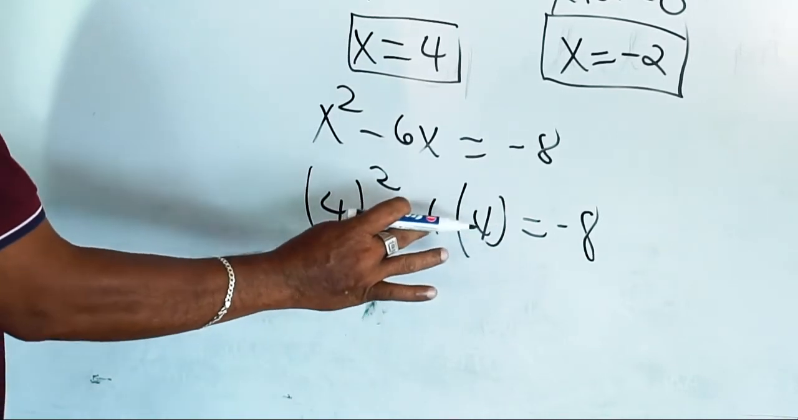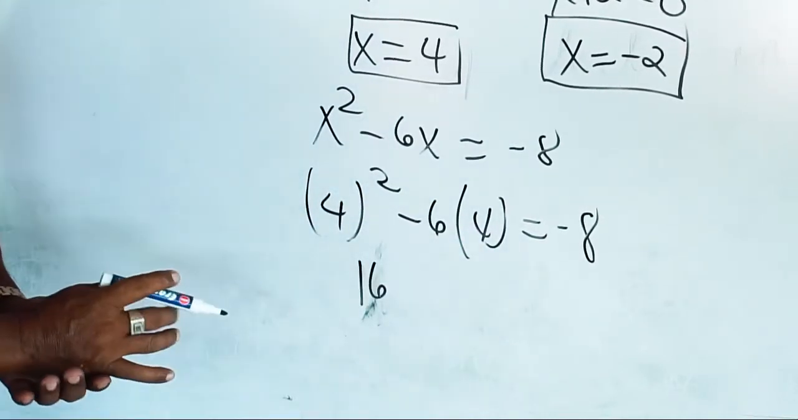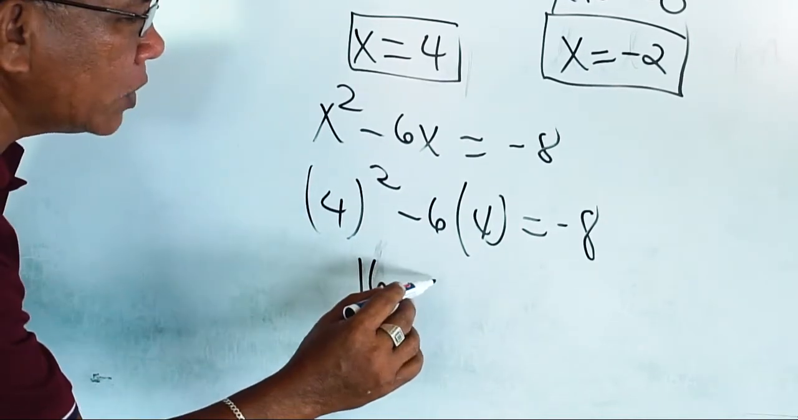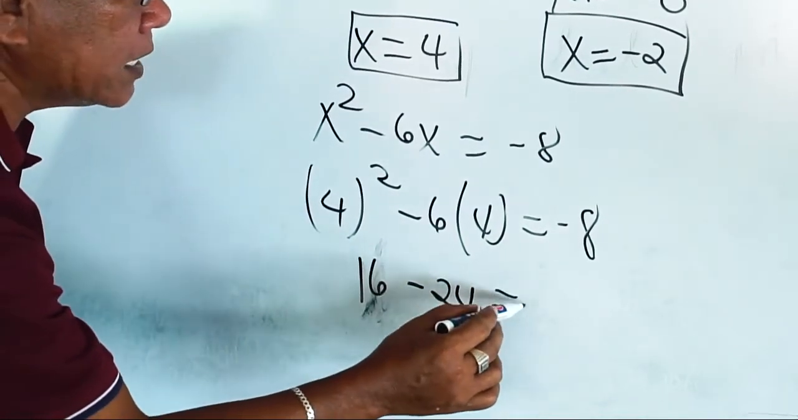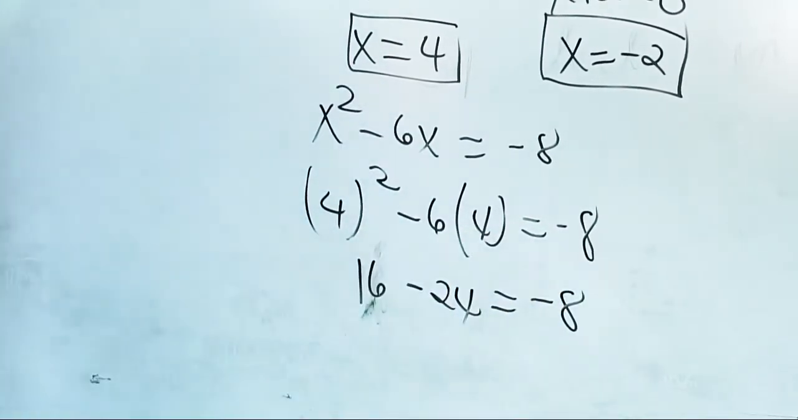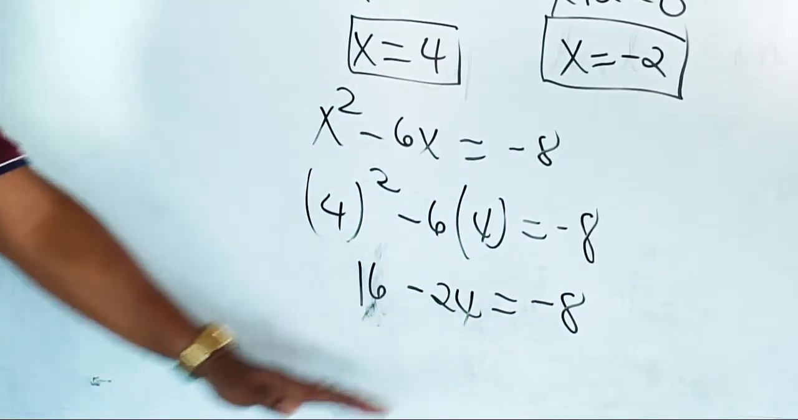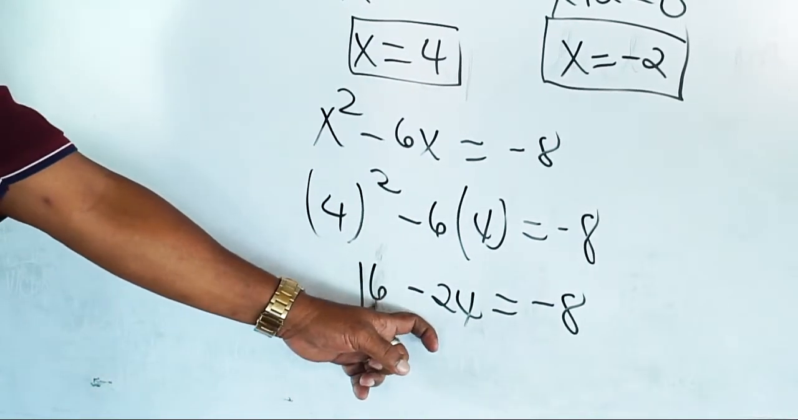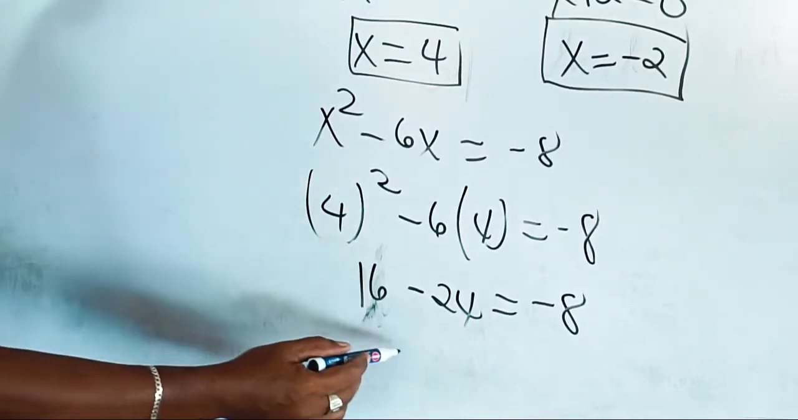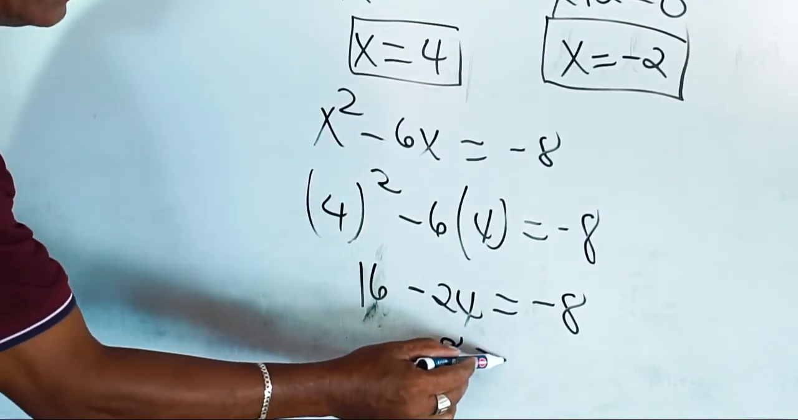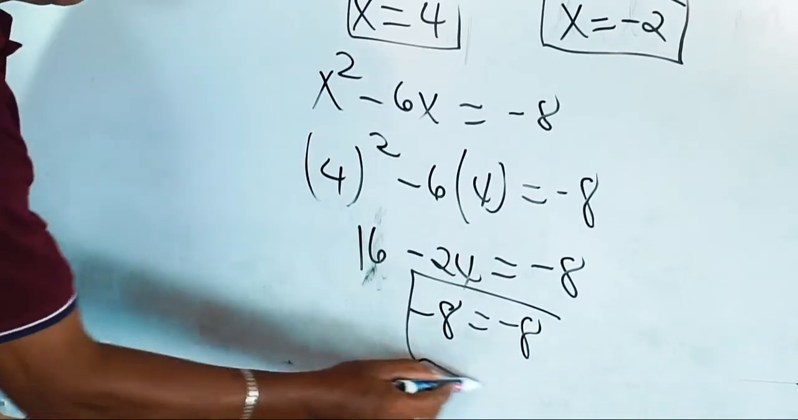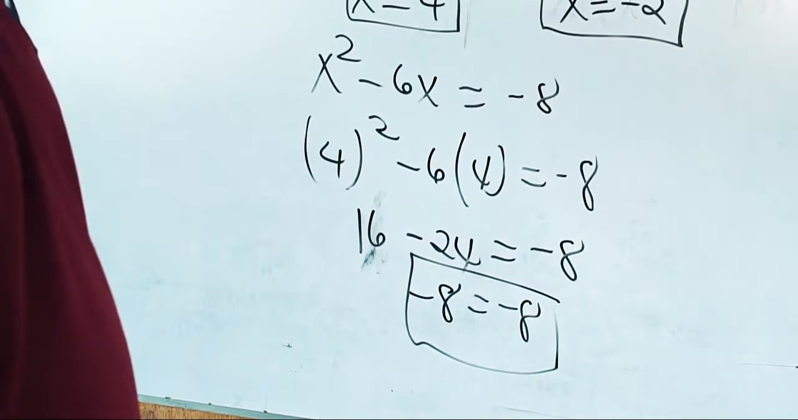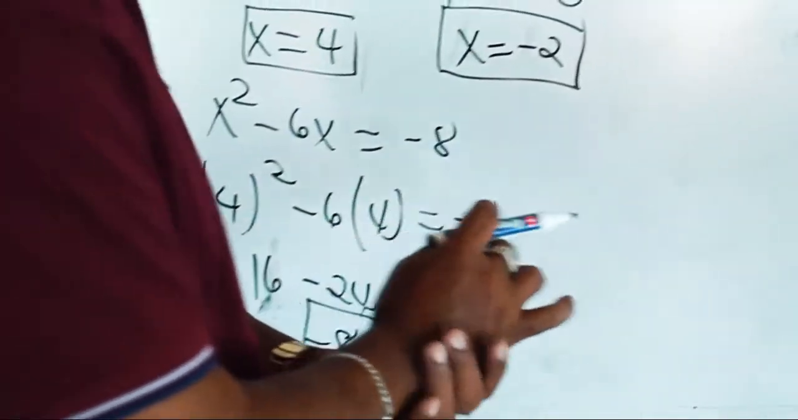Then negative 6 multiplied by positive 4, the answer is negative 24. After that, combine positive 16 plus negative 24. The answer is negative 8 is equal to negative 8. So they are equal. Then next, another example.